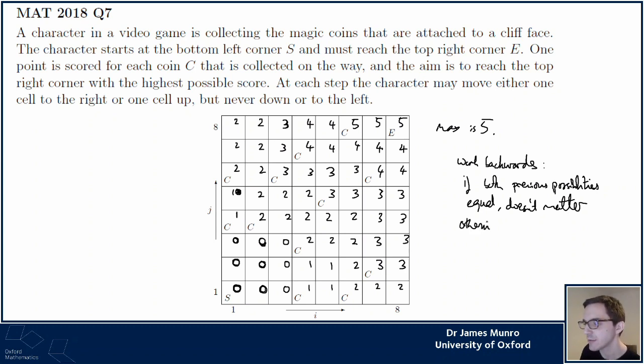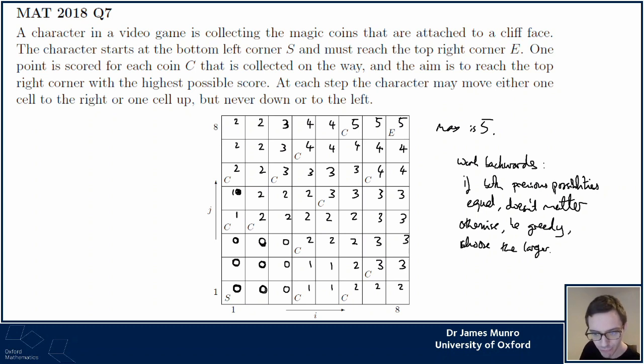Otherwise, be greedy, choose the larger. Okay, so choose the one that gave me this many coins. Remember, this is a 5 because I was choosing the maximum each time.